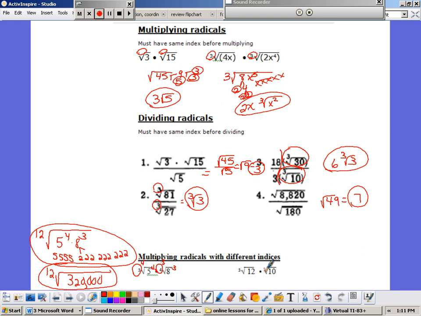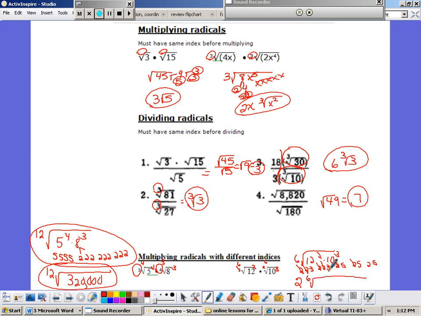Okay, this doesn't look like it has an index, but it has an index of 2. So the common index is going to be 6. So I'm going to have to put 2 in here and 3 in here. So the 6th root of 12 squared times 10 to the 3rd. Well, 12 is 2, 2, 3. And I have 2 of them, so 2, 2, 3, 2, 2, 3. And 10 is 2 and 5, and I have 3 of them, so it's 2 and 5, 2 and 5, 2 and 5. I have 1, 2, 3, 4, 5, 6 2s, so a 2 is coming out.